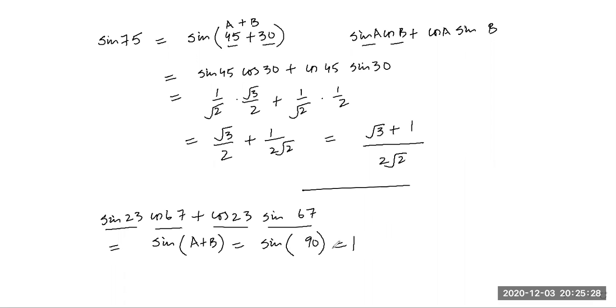All right. Students, this sum can also be done in another way because sine 23 is equal to cos 67. So this can be written as sine square 23 plus cos square 23. Now sine square theta plus cos square theta is also equal to 1. There are so many ways you can do a sum. You should try for that.